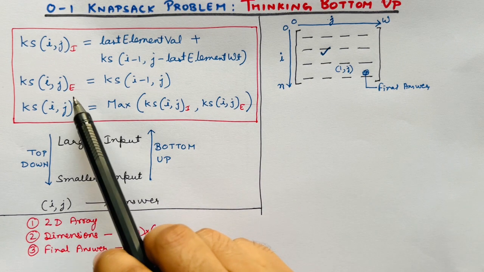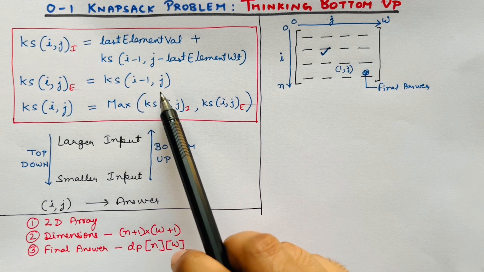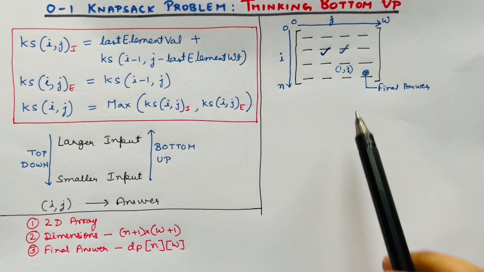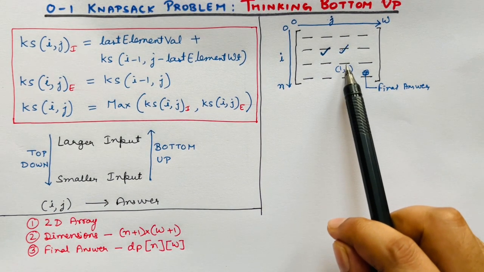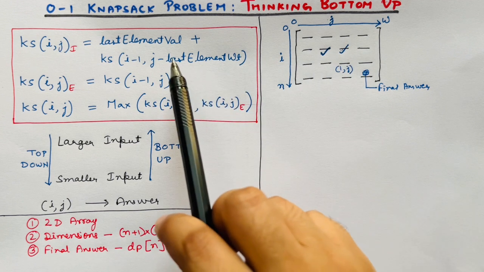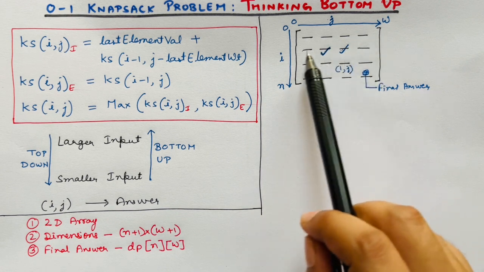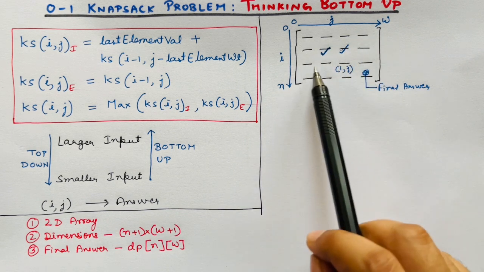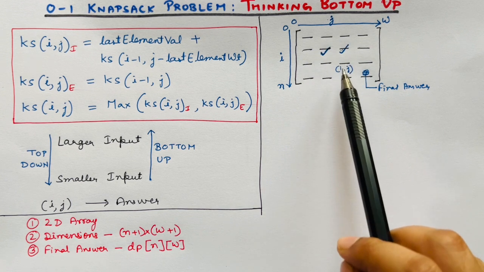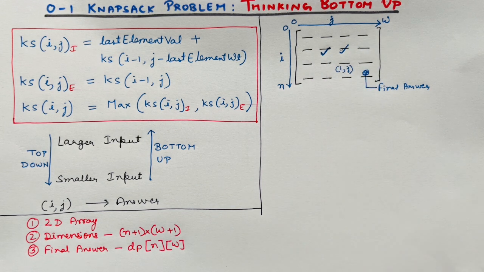Similarly, for the exclude case, we need the answer for the combination of i minus 1 and j, which corresponds to this position. So, the value that we will fill at this position i, j will depend on the values here and the last element's value and weight. So, if we fill this matrix row wise, then by the time we reach here, we will already have the values here. So, we can fill this value. That means we should fill this matrix row wise.